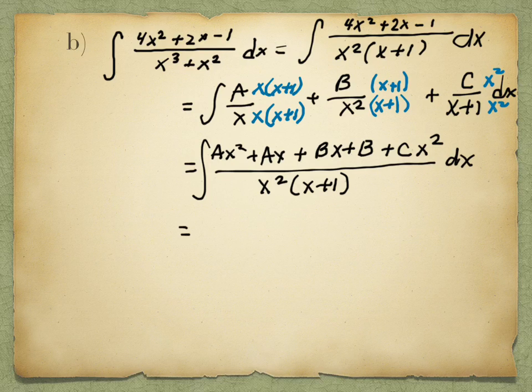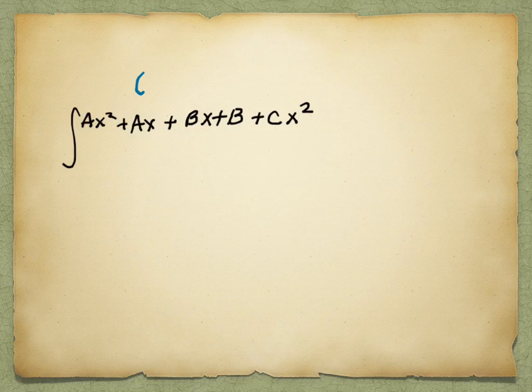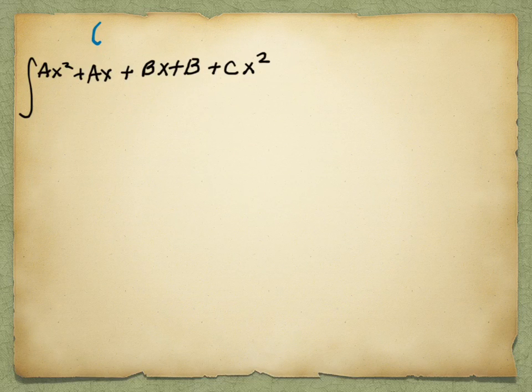All right, so we're going to take that numerator, and that numerator has to be done with, just like on the last one. So we'll use another slide. And all this is supposed to equal what? Right, 4x squared plus 2x minus 1.